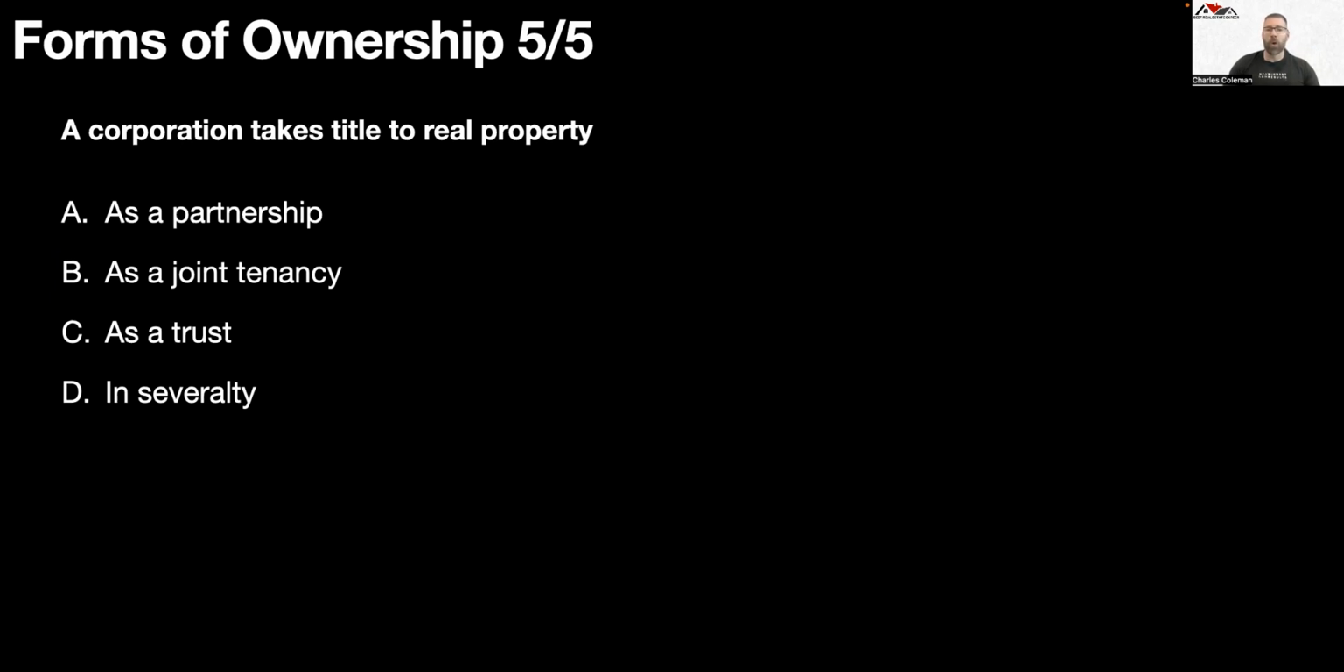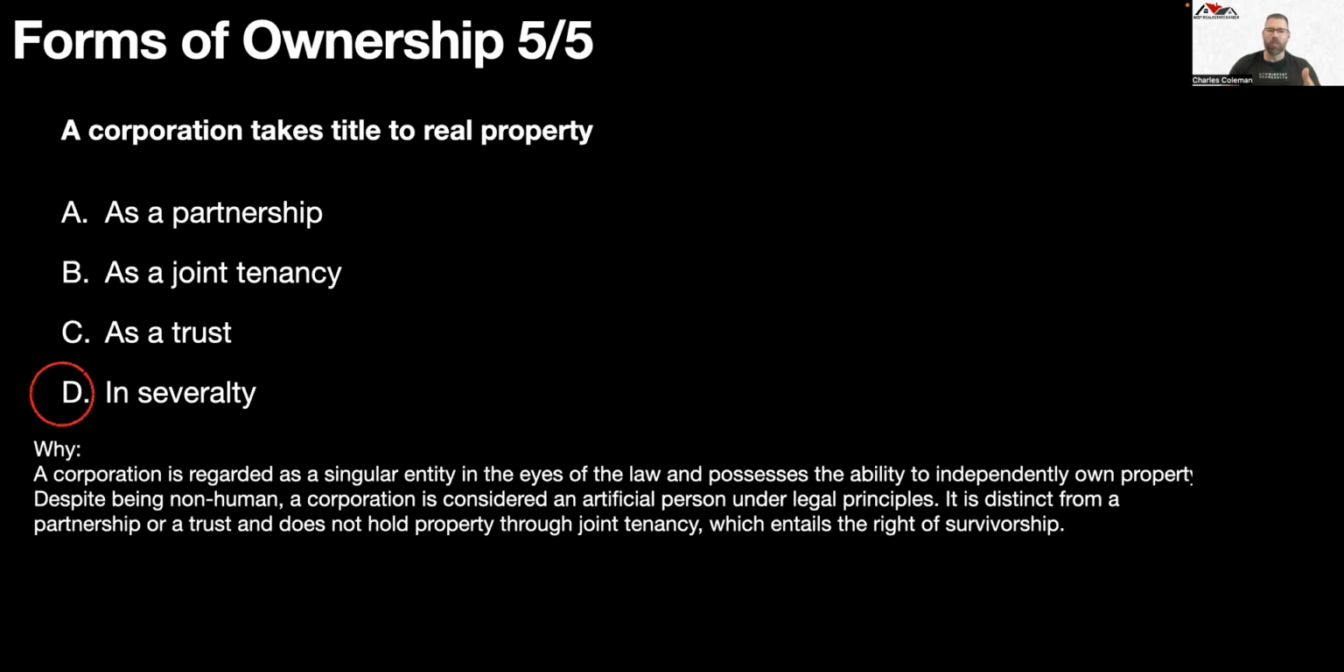And question number 5, a very real question that you're going to get on your real estate exam. It reads, a corporation takes title to real property as what? Again, this is in severalty. In severalty means 1, a corporation is regarded as a singular entity in the eyes of law. I do believe that you're going to see a question very, very similar to all these, especially this one. A corporation takes title to real property in severalty, meaning 1.